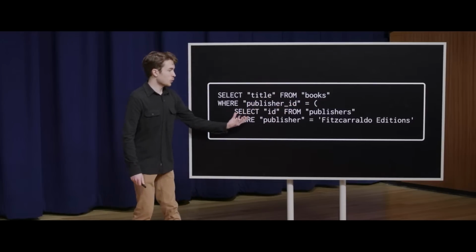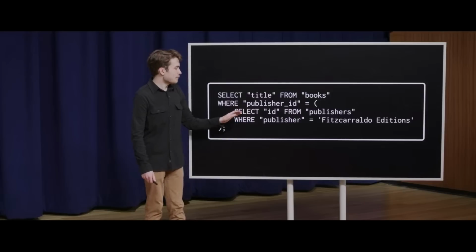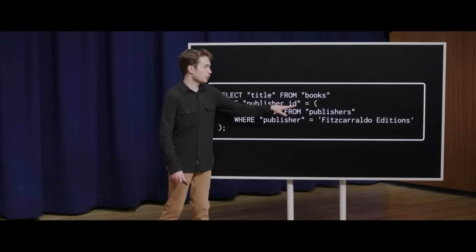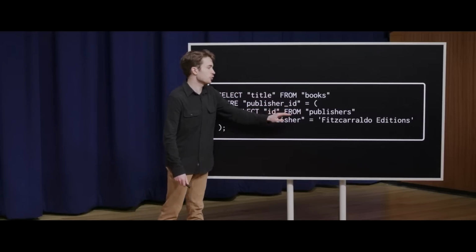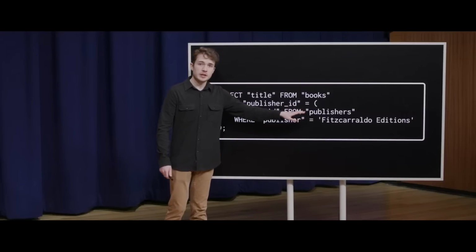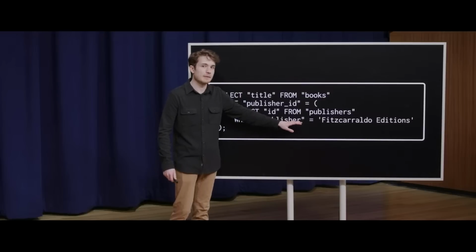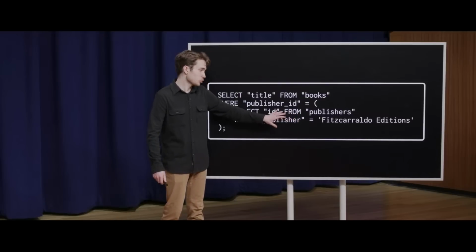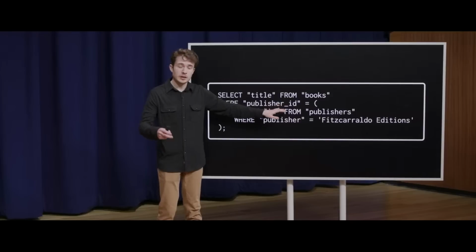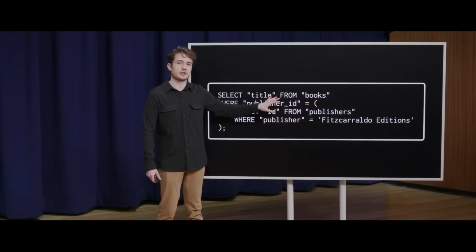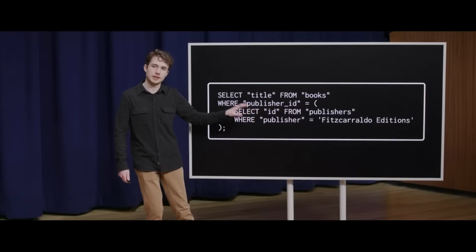And now looking at this query too, let's say I might write select ID from publishers, where publisher is equal to Fitzcarraldo Editions. Maybe that publisher doesn't exist. There's no publisher with that name. Well, in that case, this query would return nothing, and therefore the next query would also return nothing. So we have queries dependent on the results of the other queries here.